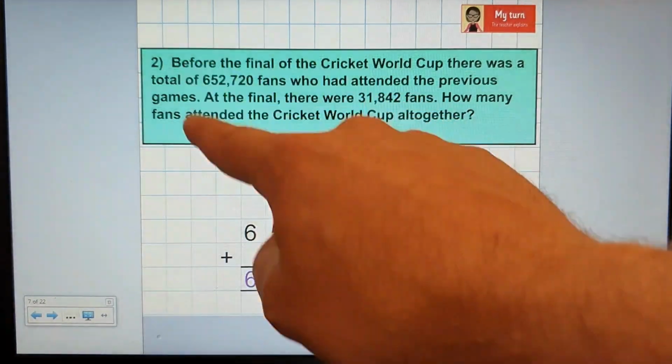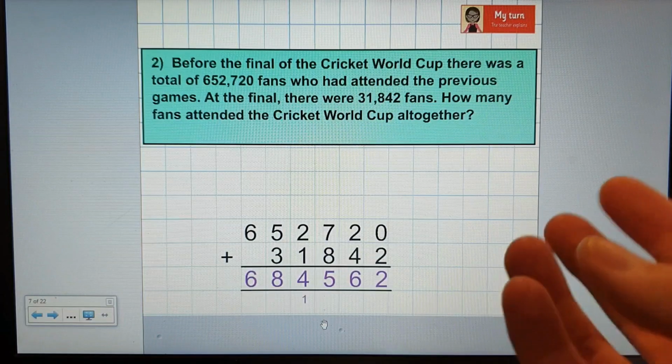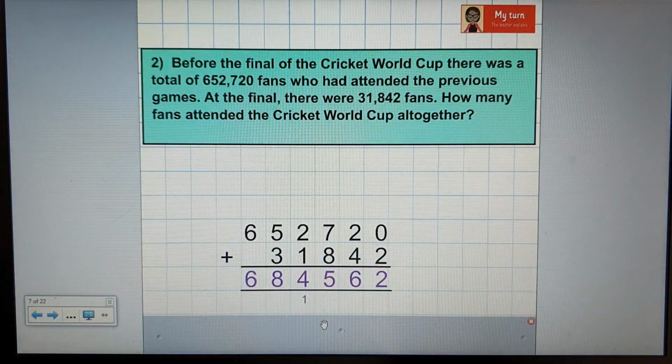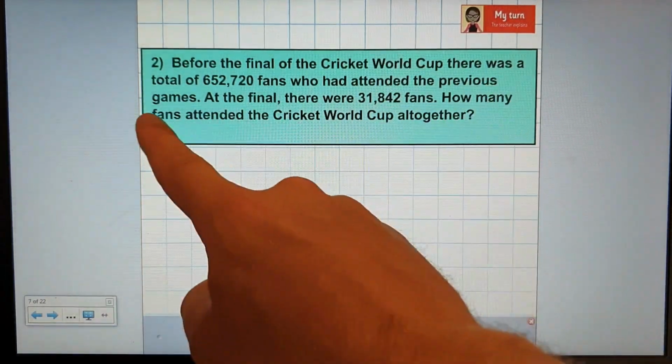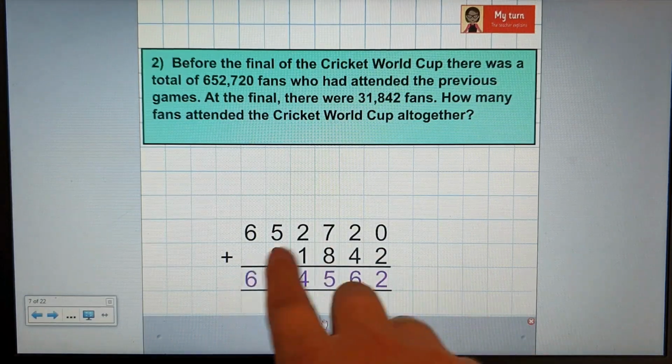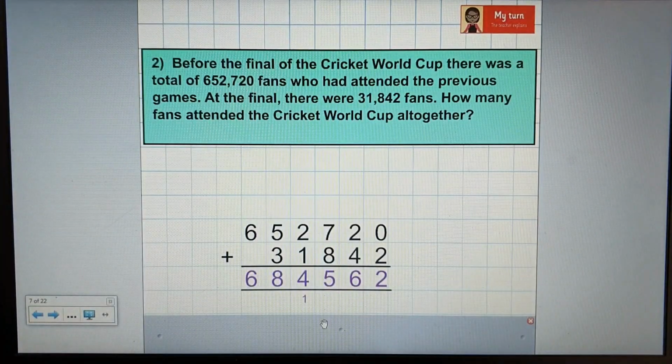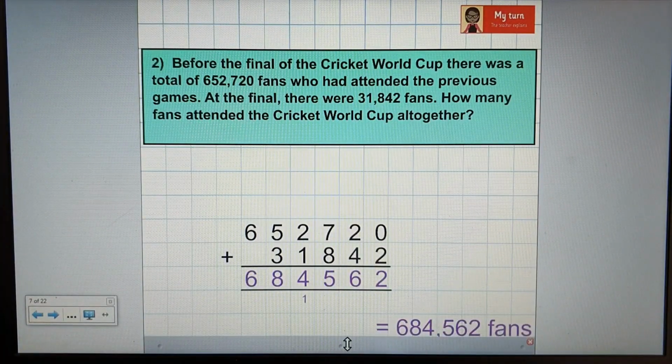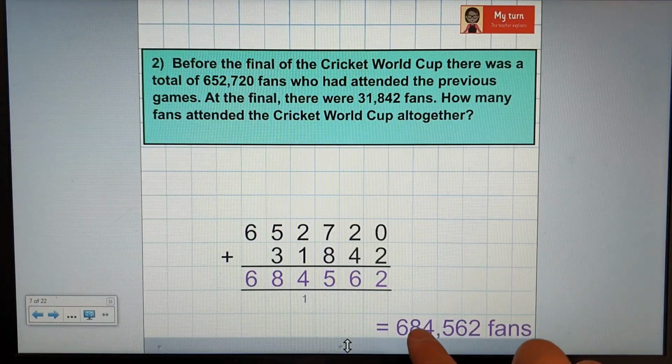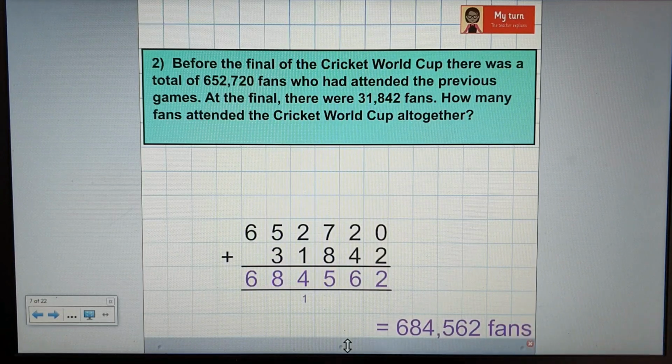But again, I need to think about my question, what was the kind of unit of measure that they wanted? So what the question was, how many fans? So this number is how many fans had attended the whole tournament. So my answer would be 684,562 fans.